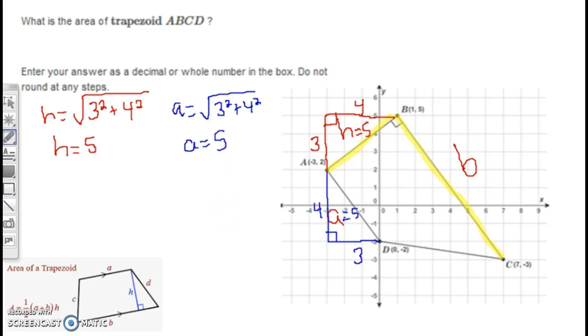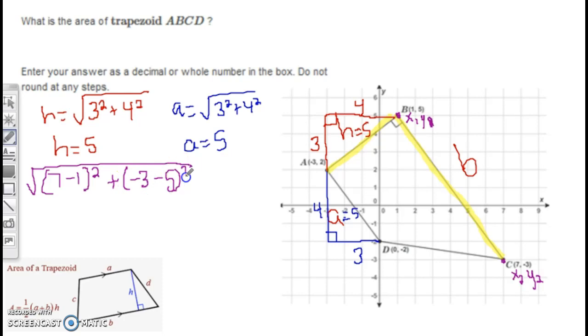Alright, and then for the base, I'll go ahead and show you the distance formula so that you can see one of each and pick your favorite. So for the distance formula, you need to label your endpoints as x1, y1 and x2, y2. And it doesn't matter which one you choose as the first or the second. And then plug it into your distance formula, which says x2 minus x1 squared plus y2 minus y1 squared.